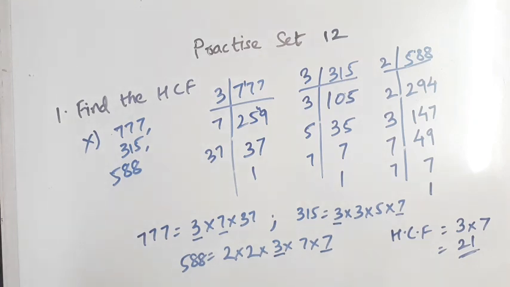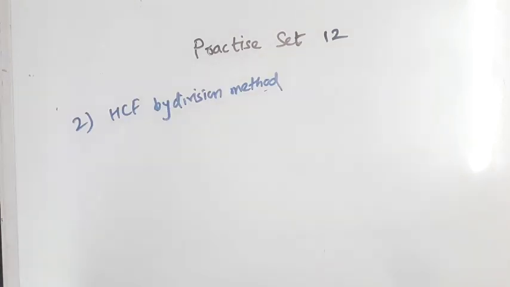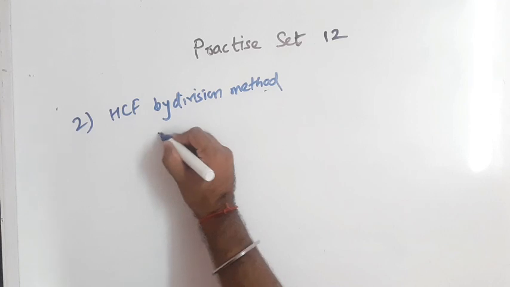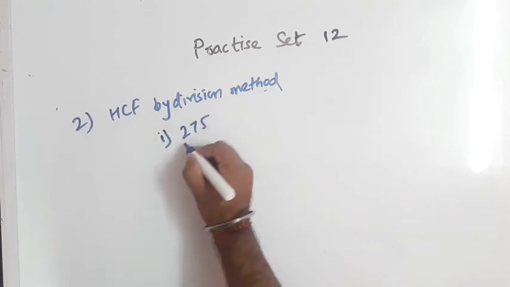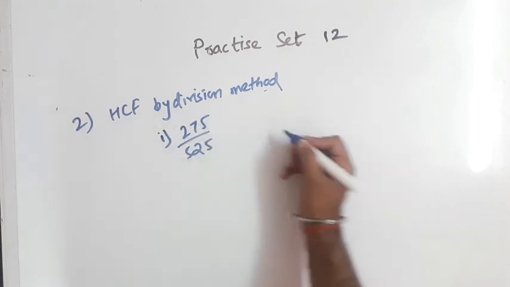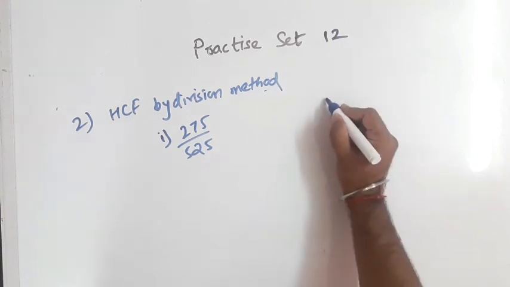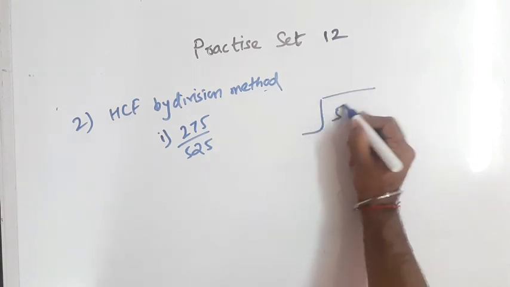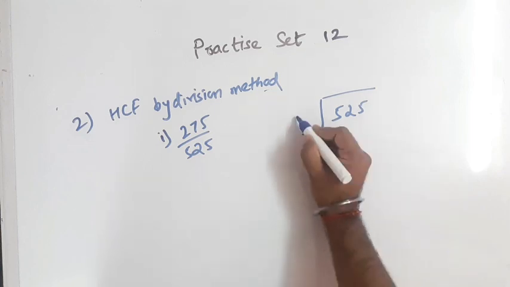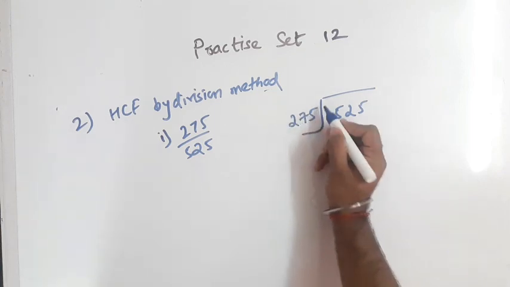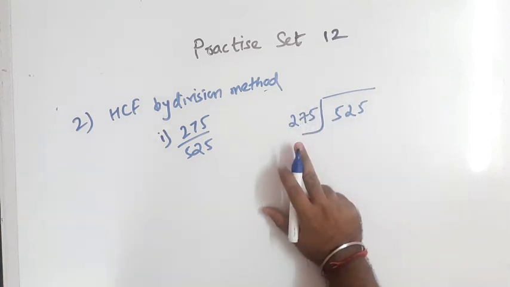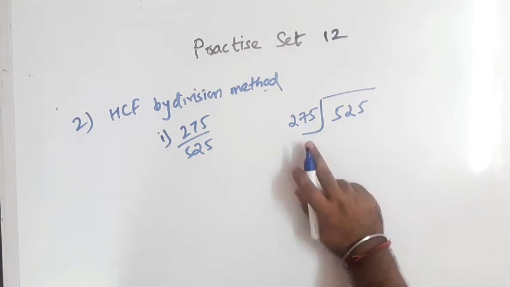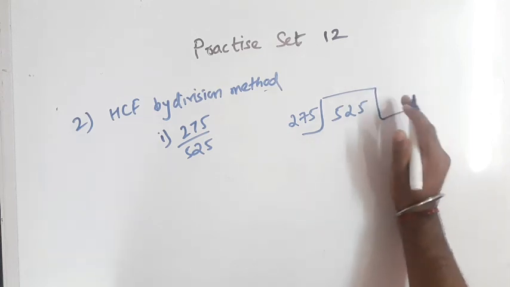Okay. Then question number 2 says that we have to find the HCF by division method. Now this is something new for you, and also it is very easy. So how to find? Just see, the bigger number you will place here, the smaller number you will place as the divisor. This is dividend, this is divisor. Quotient you will write here.